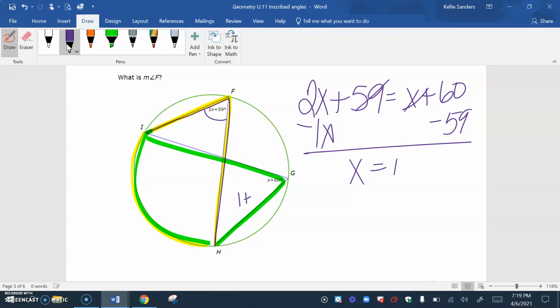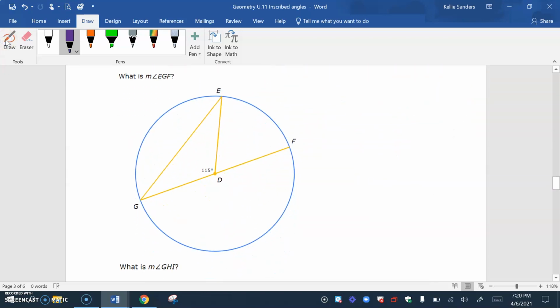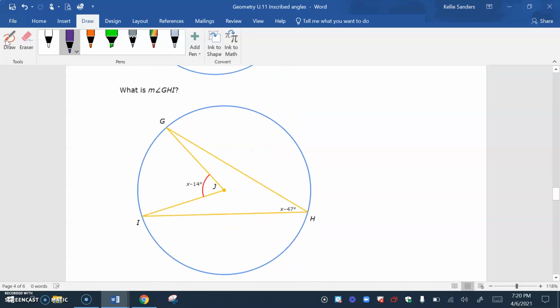So if I plug 1 into here, I get 61, or 2 times 1 plus 59 is 61. Measure of angle EGF. Man, I put a lot of those on there. I've already done that. I'm not going to do it again.